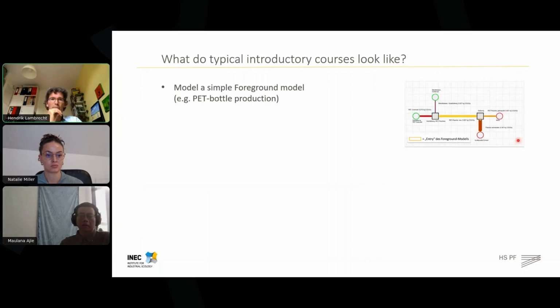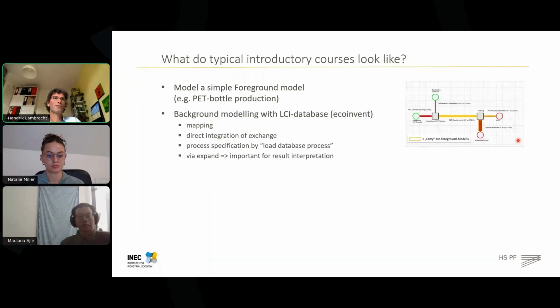To slowly come to an end, I will show to you here the typical outline of an introductory course I would do in LCA, as I already said, using Umberto. The first step is, of course, to model a simple foreground system, for example, something like a PET bottle, but very often I also take examples that the students find interesting.